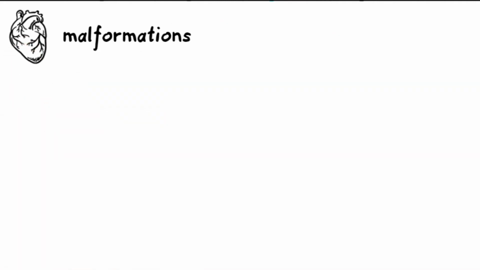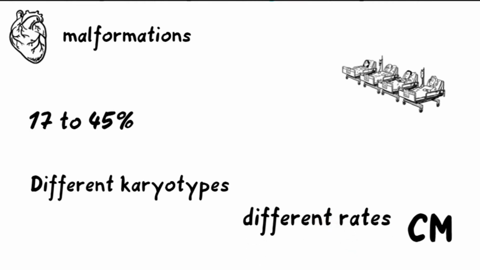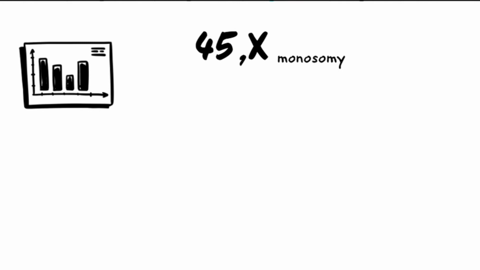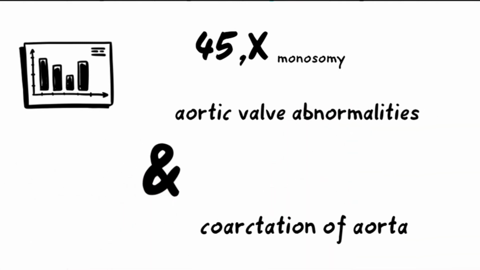Cardiovascular malformation. 17% to 45% of patients have cardiovascular malformations. Different karyotypes may have differing rates of cardiovascular malformations. The higher rate in the group of pure 45X monosomy is primarily due to a difference in the rate of aortic valve abnormalities and coarctation of the aorta, the two most common cardiovascular malformations.